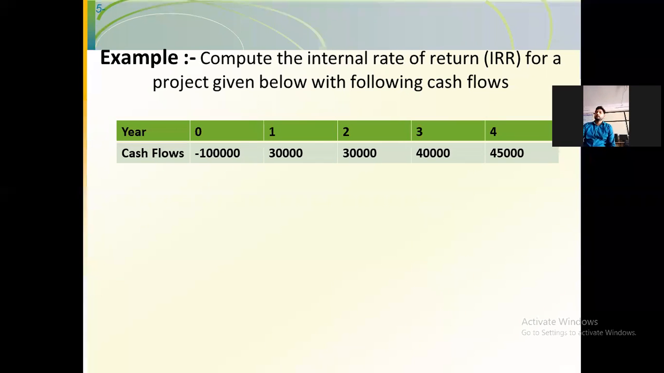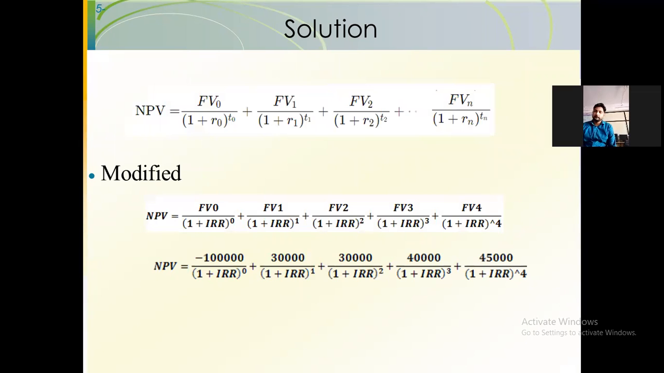So by the trial and error method, we try to determine the internal rate of return. For that purpose, we have to use the formula of net present value. So NPV, write down the solution.